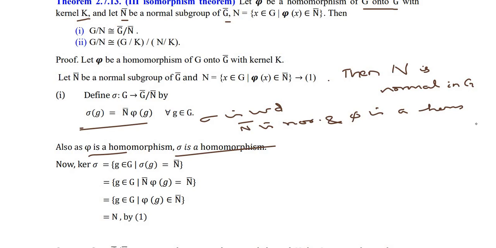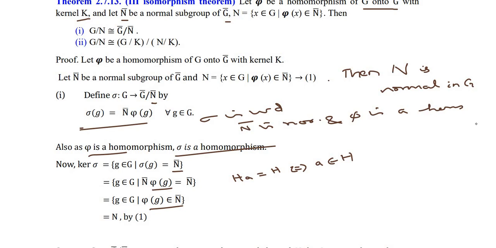Now, because sigma is a homomorphism, we can consider the kernel of it, all those elements in G whose image under sigma is the identity element, that is N bar here. So we have written that, and this is N bar, phi of g is N bar. So it is again Ha equals H, which means this is true in both ways. So a must belong to H. So phi of g should be there in N bar.